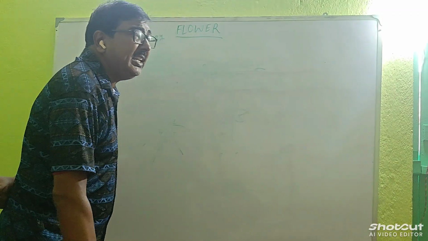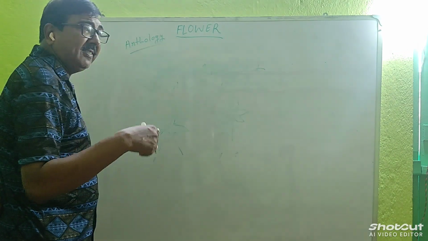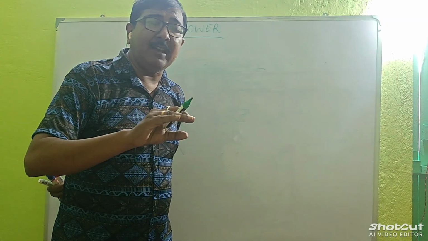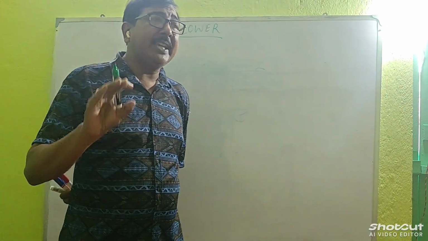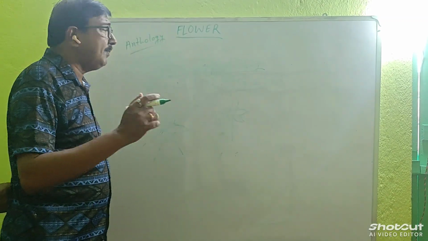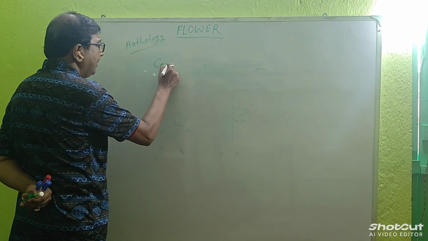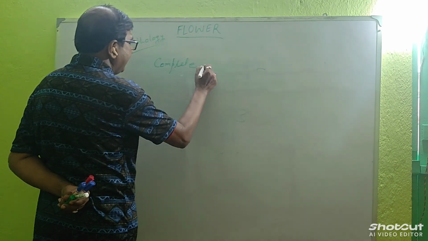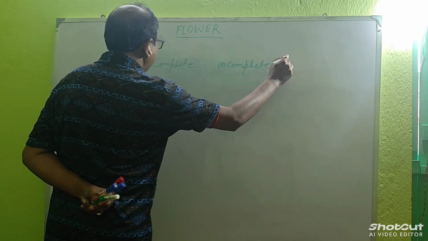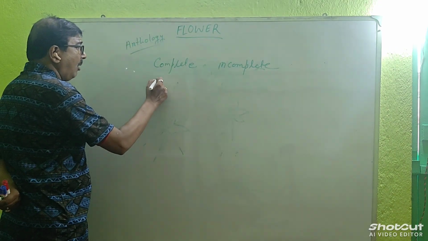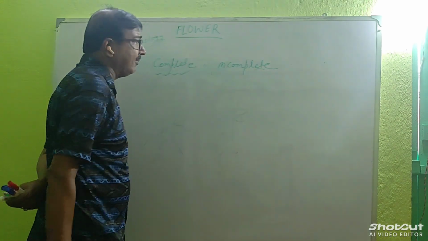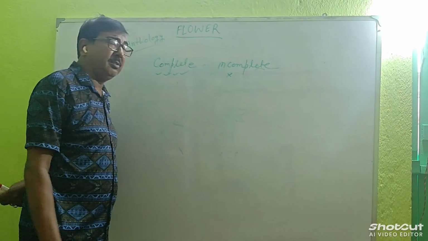Okay, then we can divide flower into complete flower and incomplete flower. Complete flower means all parts of the flower are present. Incomplete flower means any one part is absent. Complete flower মানে all floral hoods are present, 1, 2, 3, 4, all floral hoods. If any one part is absent, it is called incomplete flower.